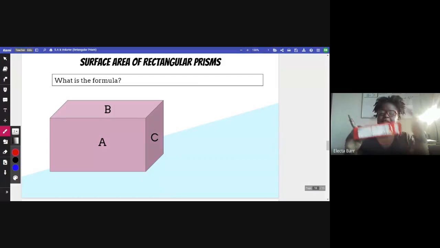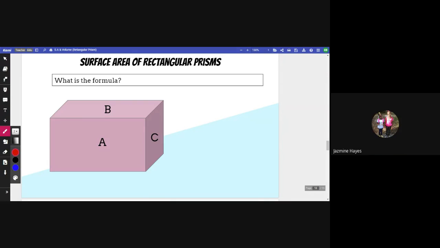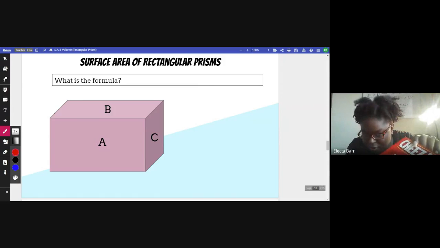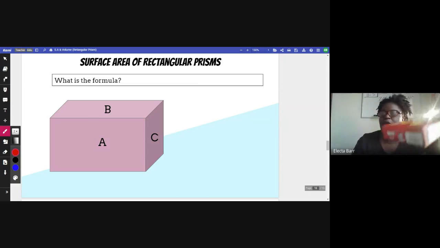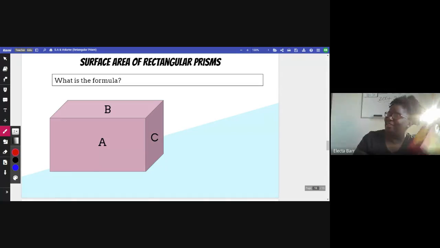So you've got a top A here, and it matches with the bottom piece, so I'm also going to put A on the bottom. How many side A's do I have on this rectangular prism? Two. I got two. Not quite 20. I didn't mean to say 20. But yes, I got two.